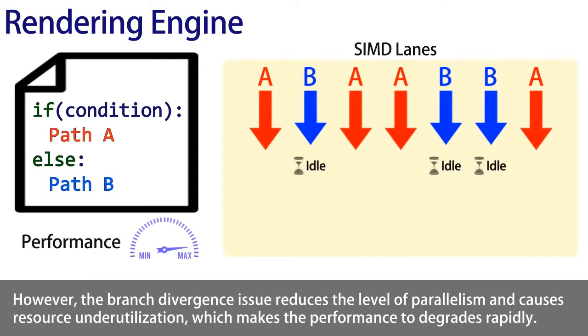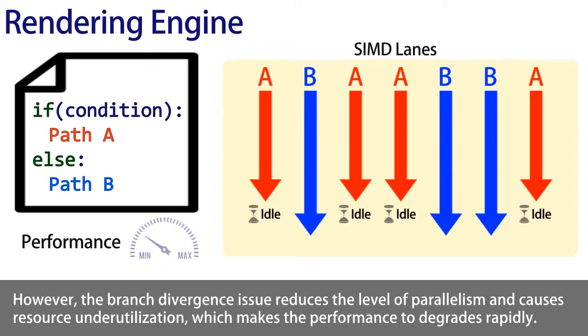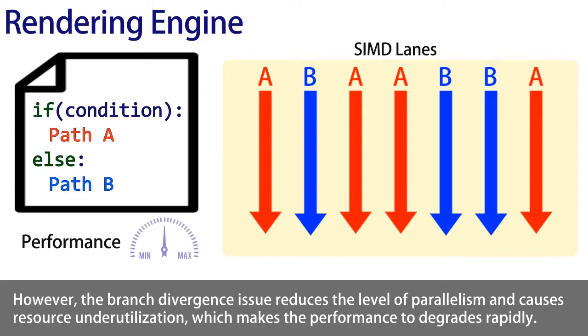However, the branch divergence issue reduces the level of parallelism and causes resource underutilization, which makes the performance degrade rapidly.